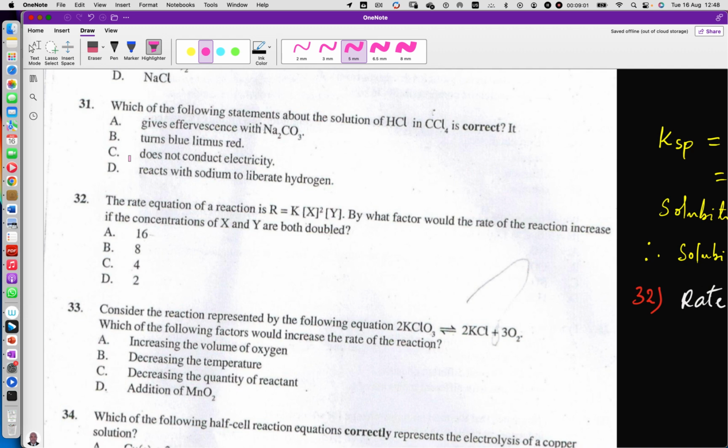When you put HCl in tetrachloromethane, HCl is acidic, a solution of hydrochloric acid. A solution of hydrochloric acid in tetrachloromethane. When you put it in tetrachloromethane, what happens? This is an acid. What will be the reaction of acid on a litmus paper? It will turn a blue litmus paper red.